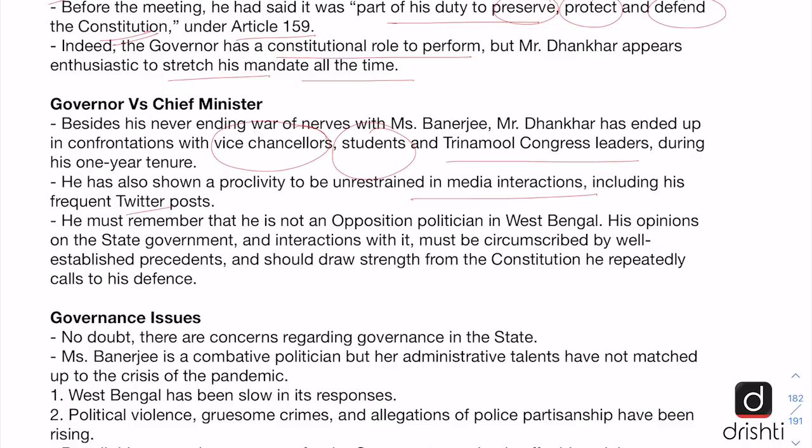In fact, he has been so much at loggerheads with the state government that he is being seen as an opposition politician in West Bengal, which is very unfortunate because the office of governor must be above party politics. The editorial says that the governor's opinions on the state government and interactions with the state government must be circumscribed by well-established precedents and should draw strength from the Constitution.